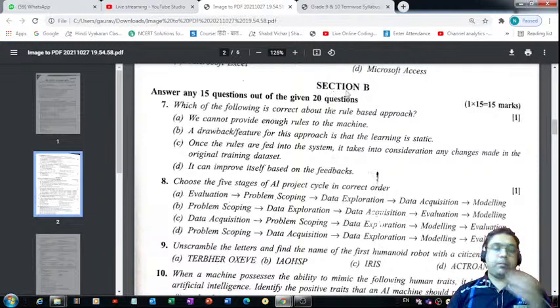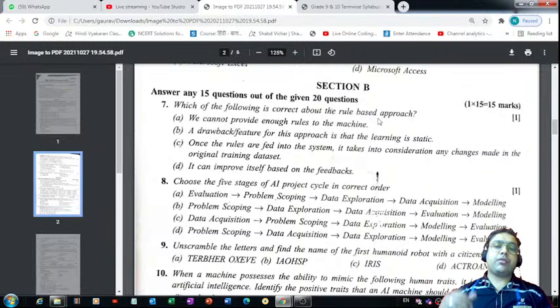Then we have this section B. So here we are given 20 different questions, out of which we have to attempt 15, right? And each question carries 1 mark. What's this seventh question? Which of the following is correct about the rule-based approach and the learning-based approach? So the first one is the rule-based approach, and the second one is the learning-based approach, right?